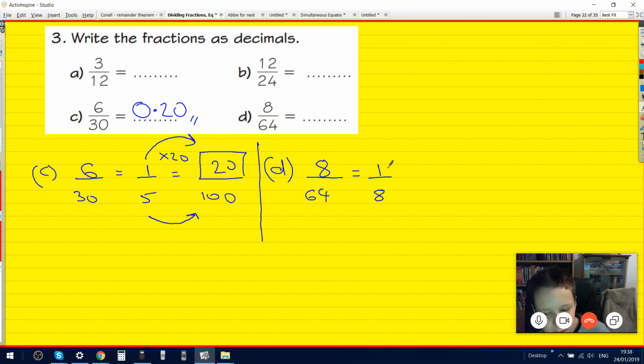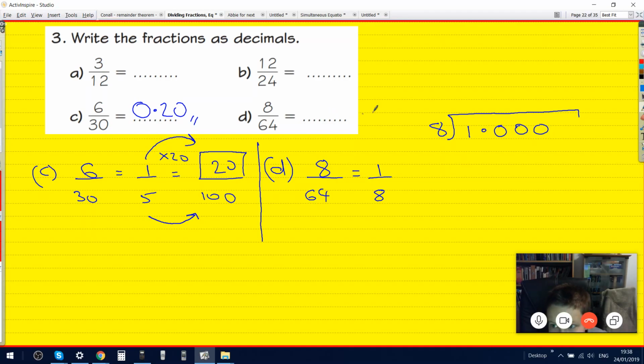For this one, what I would do is the bus stop method. So the 8 divided into 1.000. Okay. So how many 8s go into 1? That's 0 times.